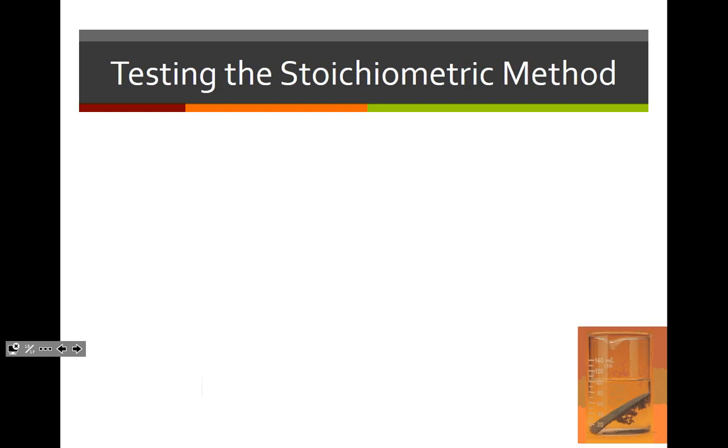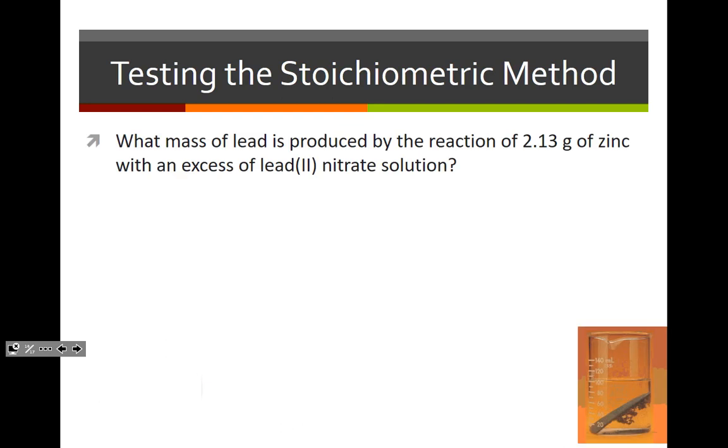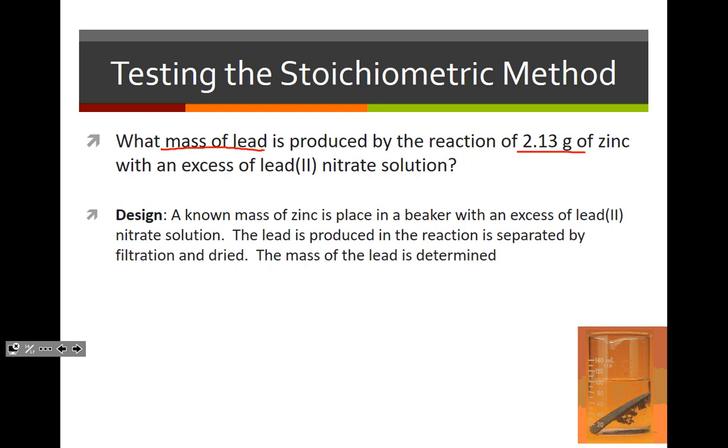was predicted. Here's an example: what mass of lead, so we want to have the mass of lead, is produced by the reaction of 2.13 grams of zinc with an excess of lead nitrate solution. So basically what we're doing here is we're just using an experiment to use our stoichiometry. So here's our predicted value.